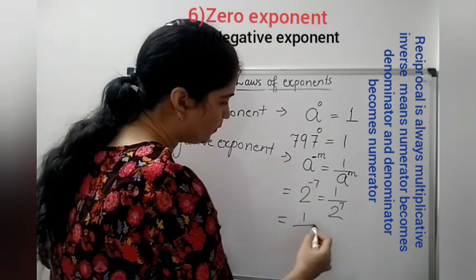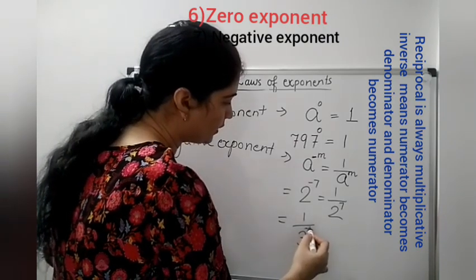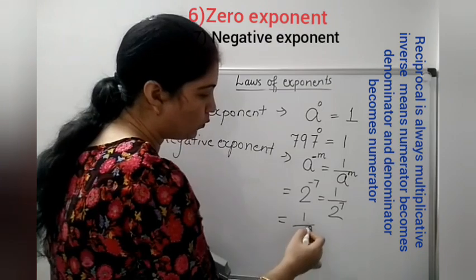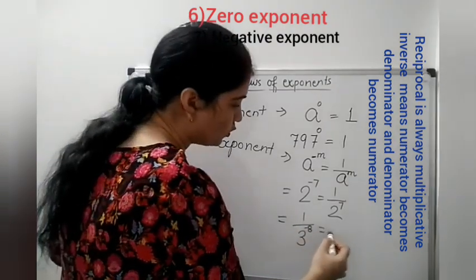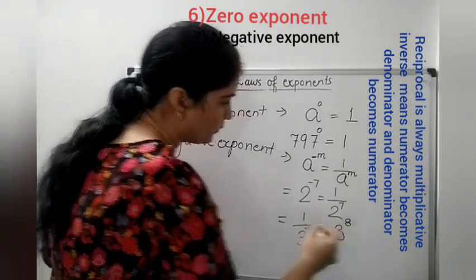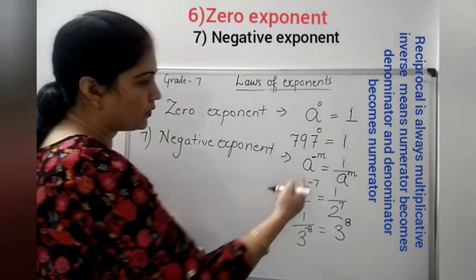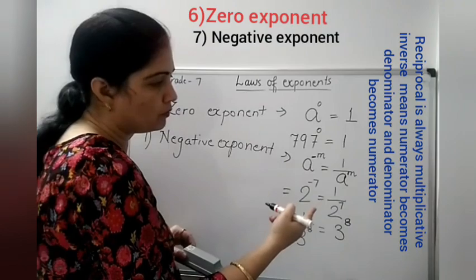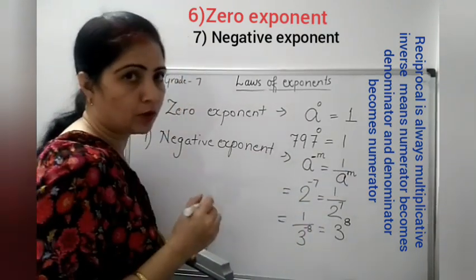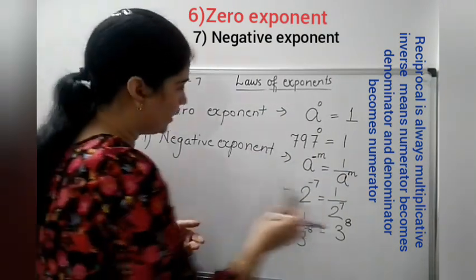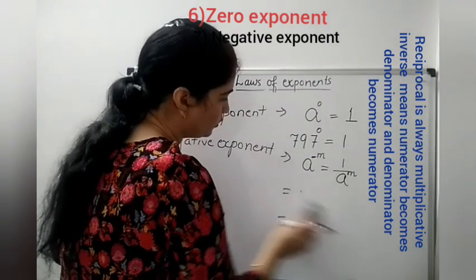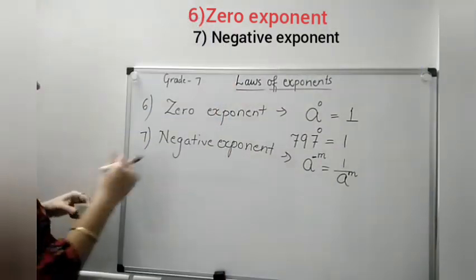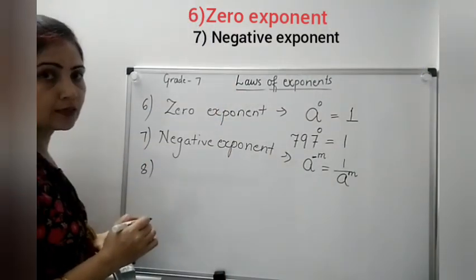If it is 1 upon 3 raised to the power minus 8, and we want to convert it into a positive exponent, we can write it in this form. So this rule tells us that when a base has a negative exponent, we take the reciprocal of the base, and the exponent becomes positive. Clear?